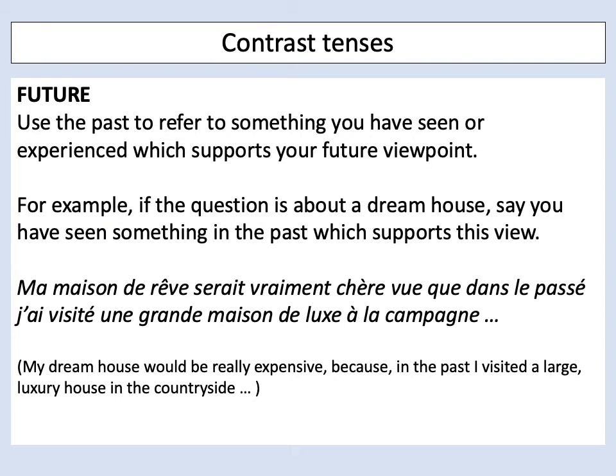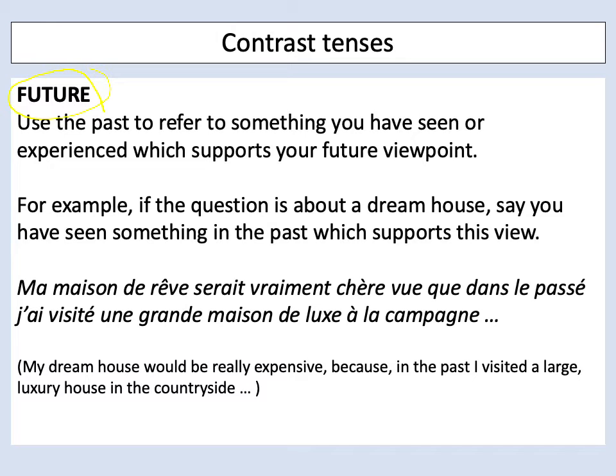Same thing but the other way around, and what we're going to do here with the future, so if you get a future tense question, so if it's dream job, dream house, dream anything, whatever, use the past to refer to something that you've seen or you've experienced or that you've done that actually now supports the future view that you've got. So example that I always think of, if a question is asking about a dream house, at some point you're going to say in the past you've seen or you've visited or you've been to something or somewhere which supports your view.